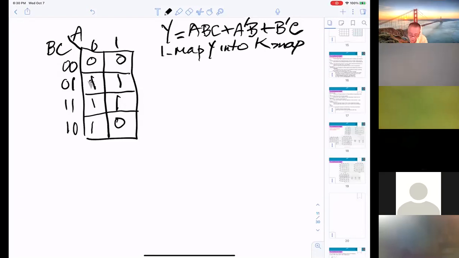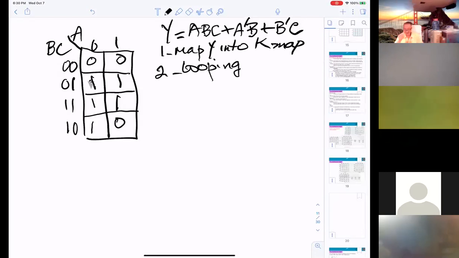Okay, number 2. Looping. So you can loop 1, or 2 ones, or 4 ones, or 8 ones. If you make a big loop, then you have to make that big loop. You cannot break it into 2.